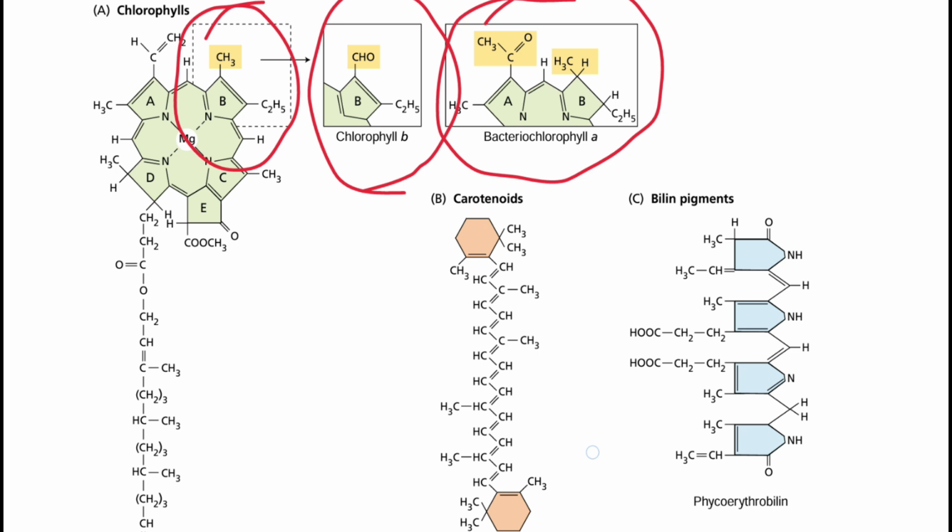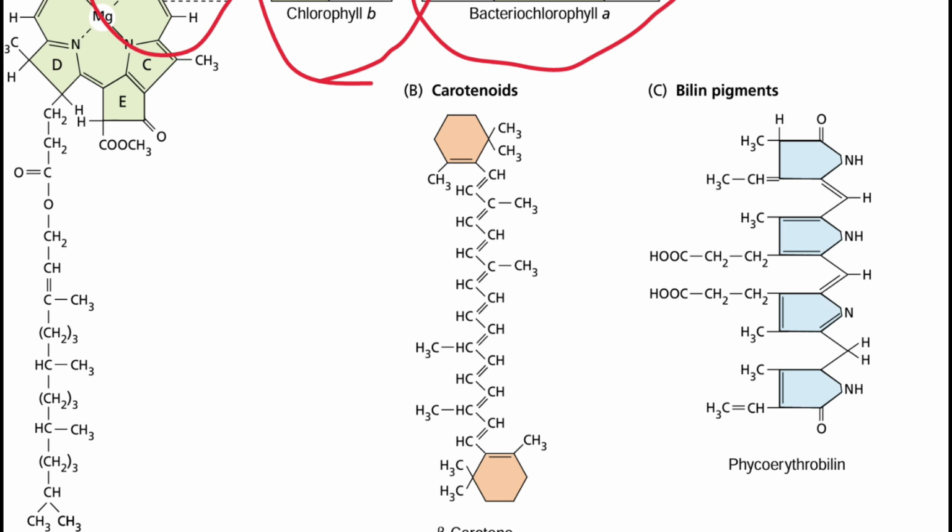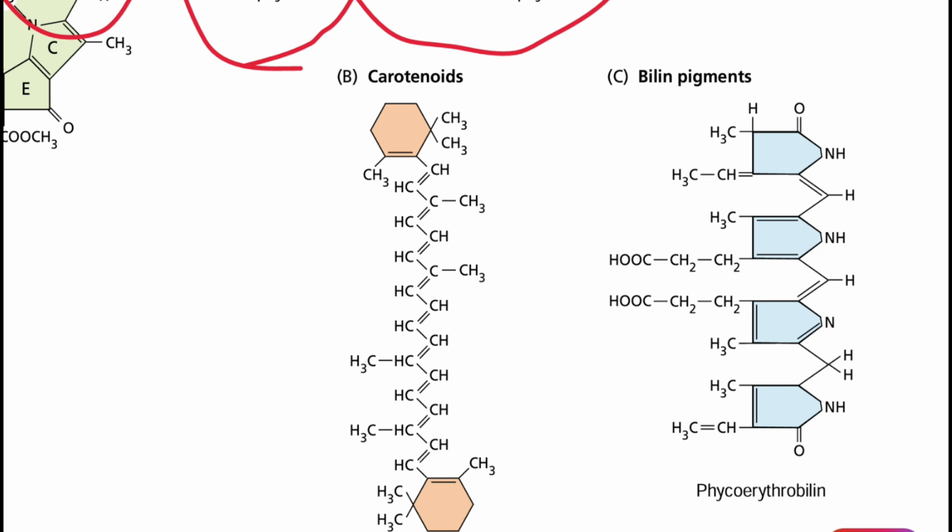And look, in section B we can see carotenoids. Carotenoids contain two ring structures and all double-bonded structure. This is beta carotene, and here we can see bilene pigments. So the structure here is phycoerythrobilin. It is mostly found in cyanobacteria, and that's the end of this video.